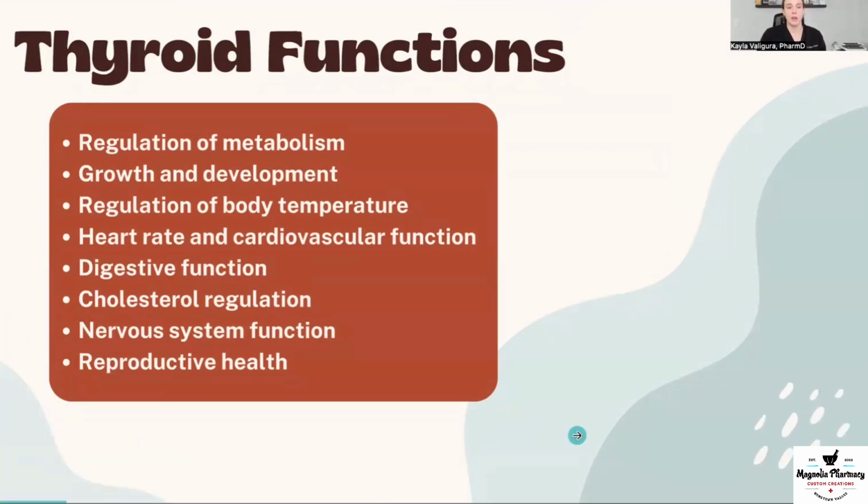So to begin, I thought I would start with what the thyroid actually does in the body. When we have a good understanding of what the thyroid is doing for us, it's helpful to understand the overall disease state. So you can see here, it regulates the metabolism, growth and development, so in children as well as in young adulthood, regulation of body temperature, heart rate and cardiovascular function, as well as digestive function, and the list goes on. So you can see it pretty much affects the entire body, head to toe. So it is very important that we have a good understanding of it and that we're managing it well.